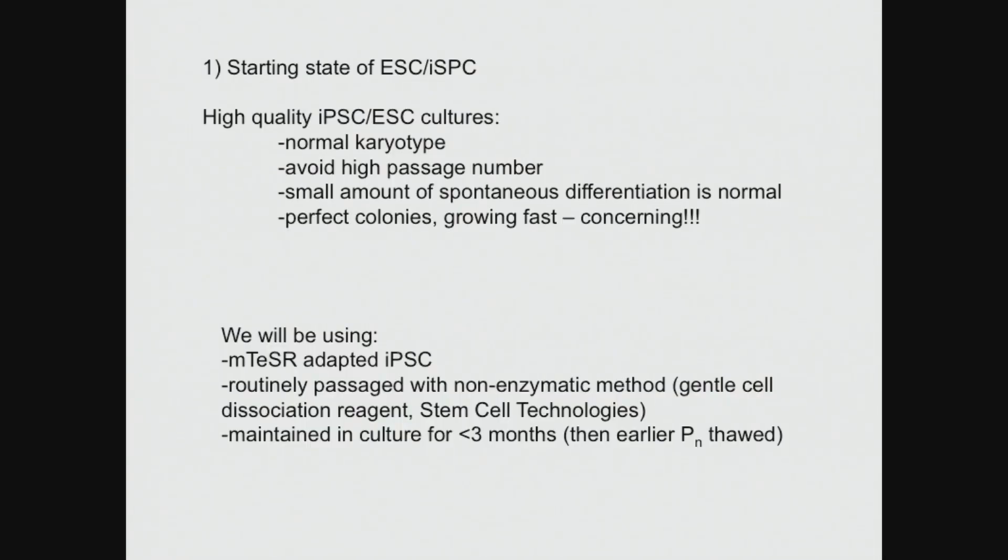Okay, so the starting state of your IPS cells. You need high-quality IPS cultures. We know from, say, the mouse studies that the quality is really important, and probably the most stringent evidence of that is that only some mouse embryonic stem cells or mouse IPS cells will perform in a blastocyst complementation assay. So that's the most stringent assay for pluripotency.